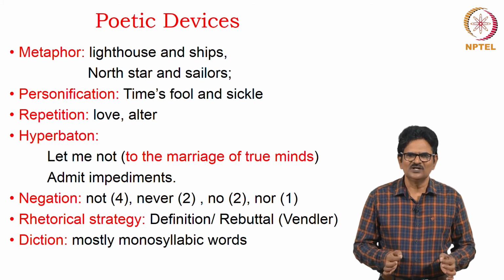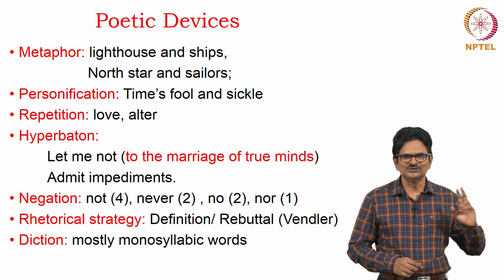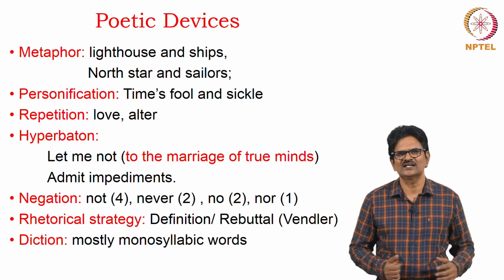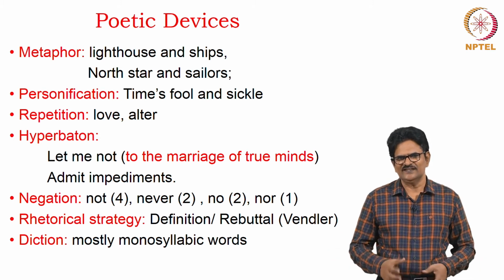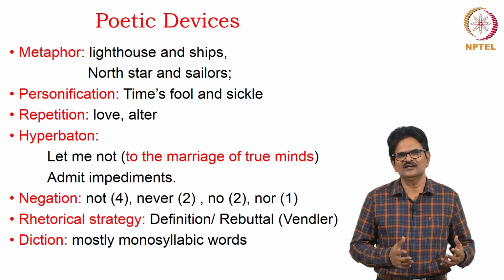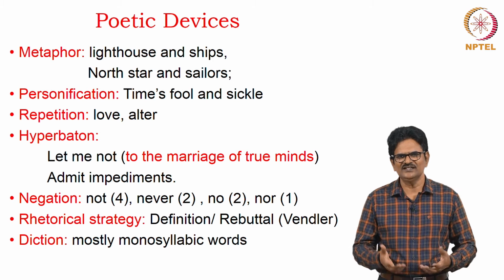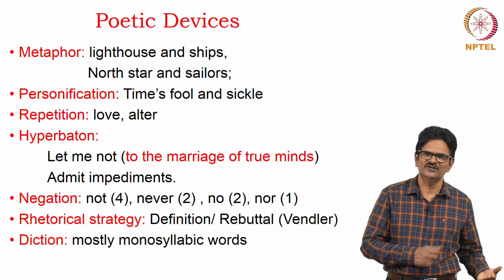It is remarkable that Shakespeare has used 4 nots, 2 nevers, 2 no's and 1 nor within this short poem of 14 lines. So, why did he do that? Is there any meaning out of it? We can say that this is a rhetorical strategy used by the poet to define love, but how does he define? Is it only through negation? What is the actual meaning of negation?